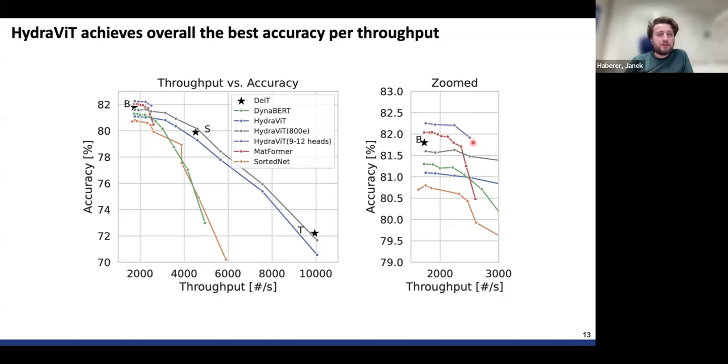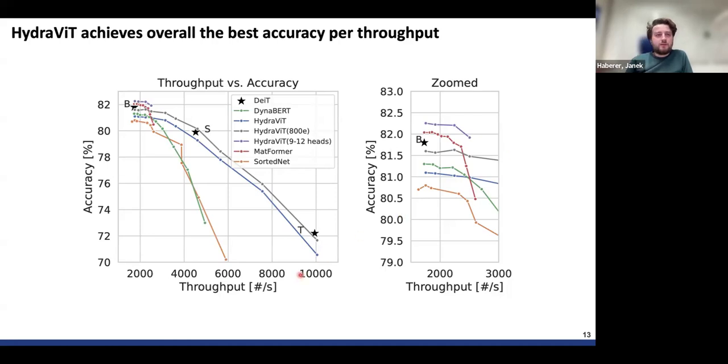One thing also to note here, for all of these experiments, we initialized with a DeiT-tiny model, but we also did all these experiments from scratch. For that, once again, I would refer to the paper for the full results, so you can check them out there as well.